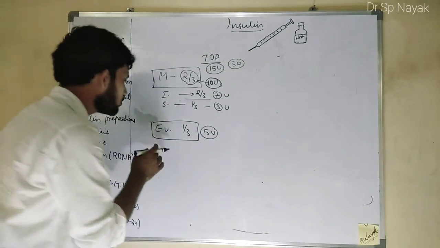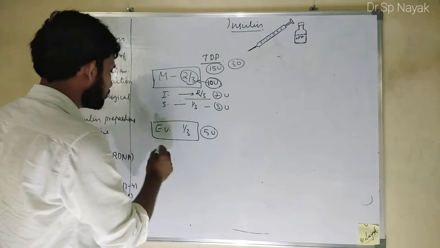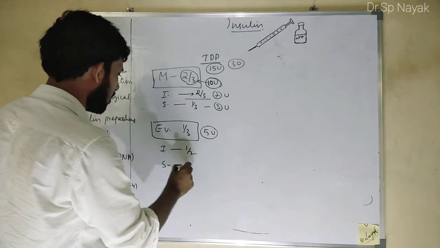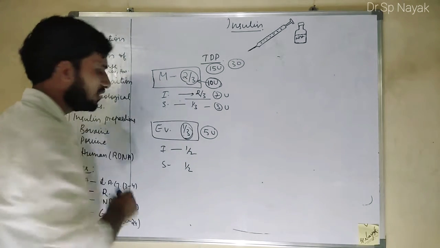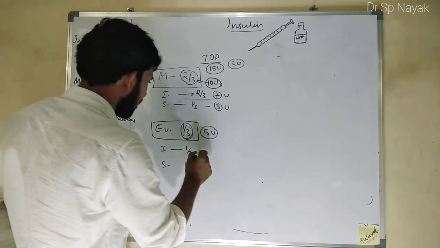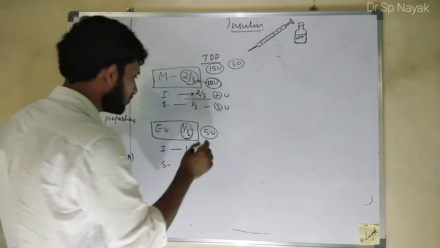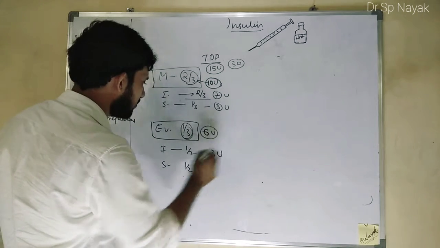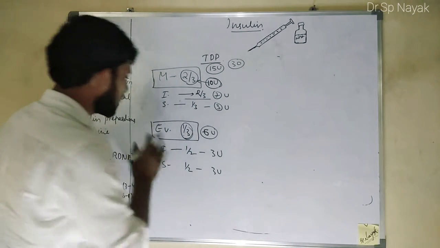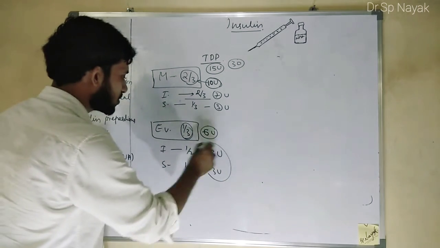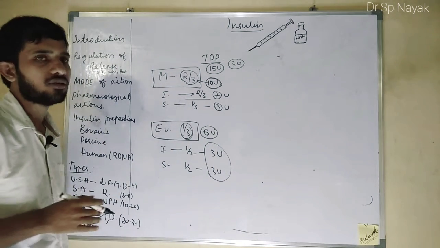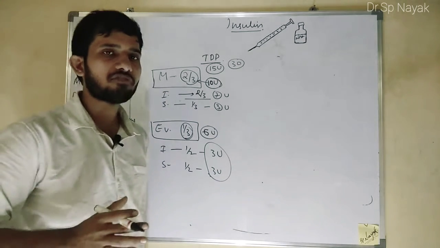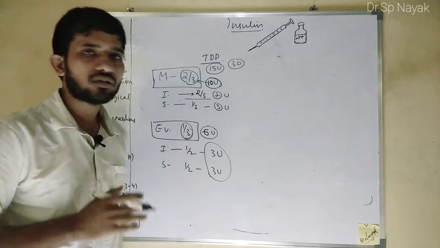And in the evening dose, here we should give intermediate acting half dose and short acting half dose. So intermediate acting half is nothing but 2.5, or for better understanding, make it 6 units in total. So 3 units of intermediate acting and 3 units of short acting. Total 6 units should be given in the evening. So this is about dosage regimens of insulin which should be given to the patient.